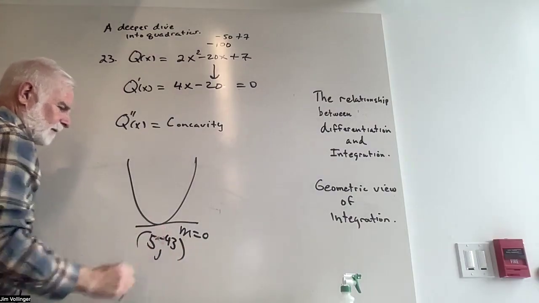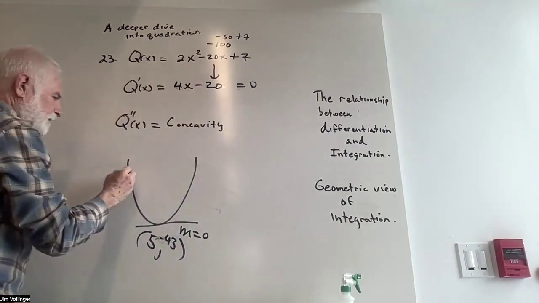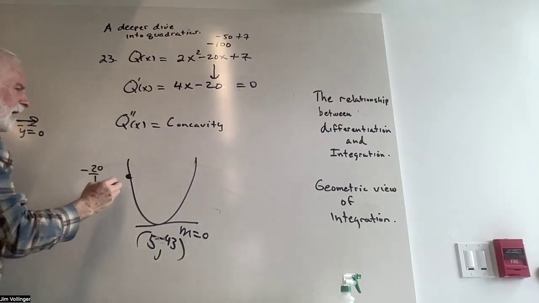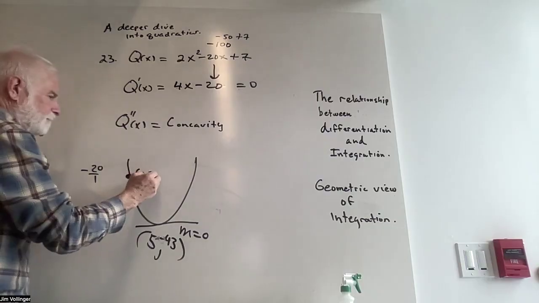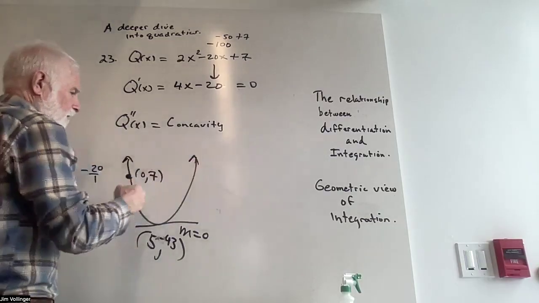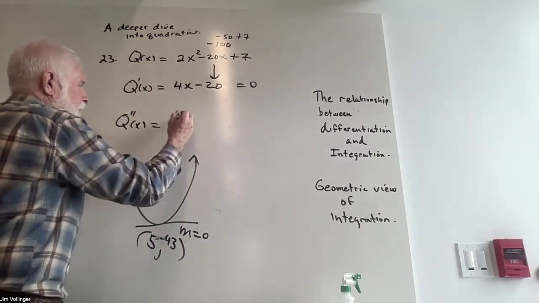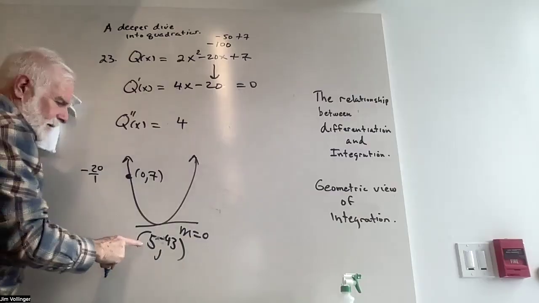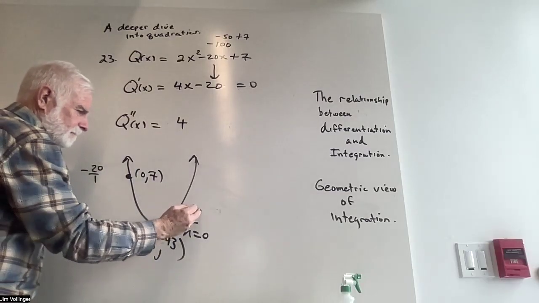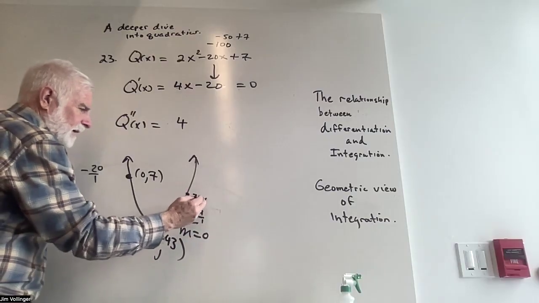I already knew that I'm going down at 20 to 1. It's on this side. Going down at 20 to 1 at 0, 7. Okay. How did I know it's cup-shaped? The derivative of this is 4, which means that at 6, I'm going up at 4 to 1. At 7, I'm going up at 8 to 1.